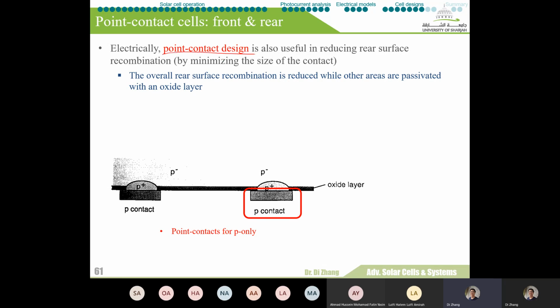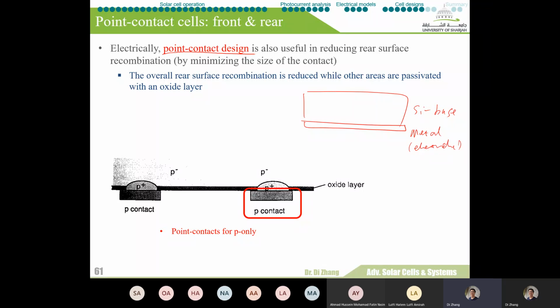Okay, point contact. Remember that originally, if we talk about the solar cell, for the back surface, we used to have, so this is the silicon base, and for the back surface, we used to have a whole layer of metal near the backside. And this is our electrode. This is the back electrode.